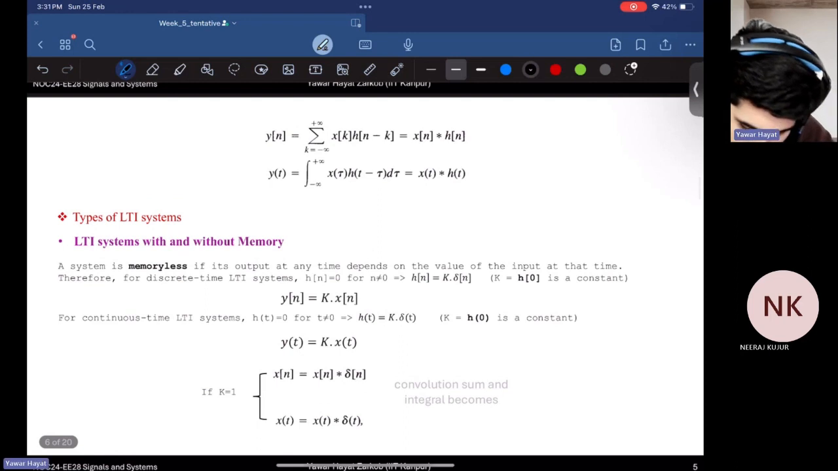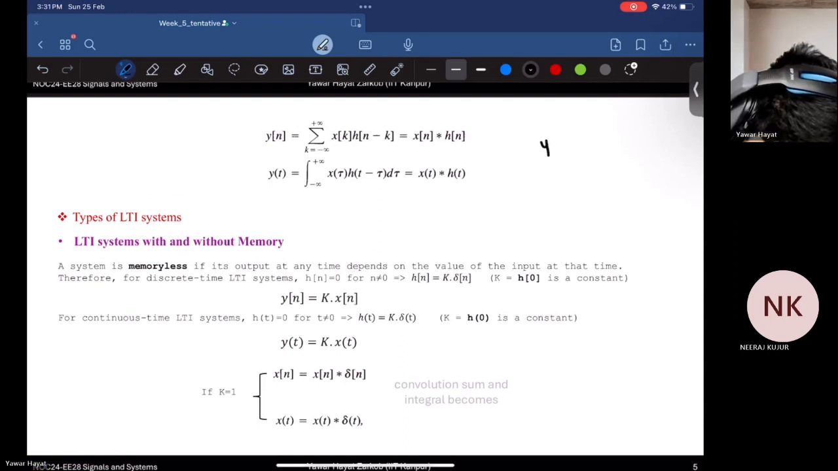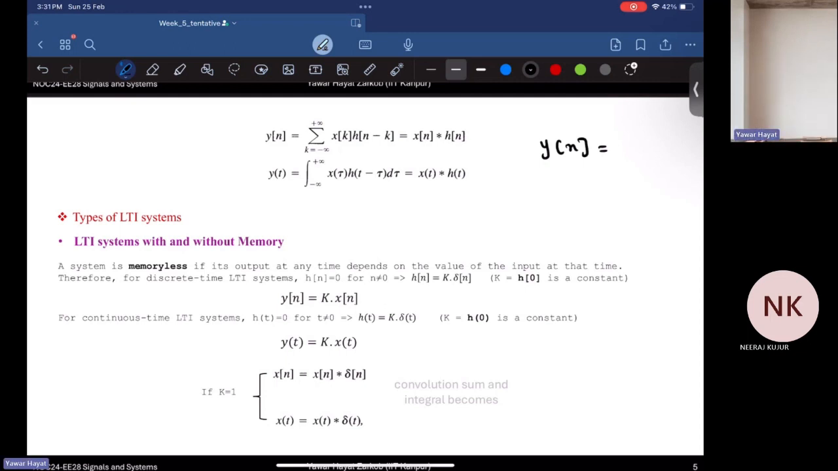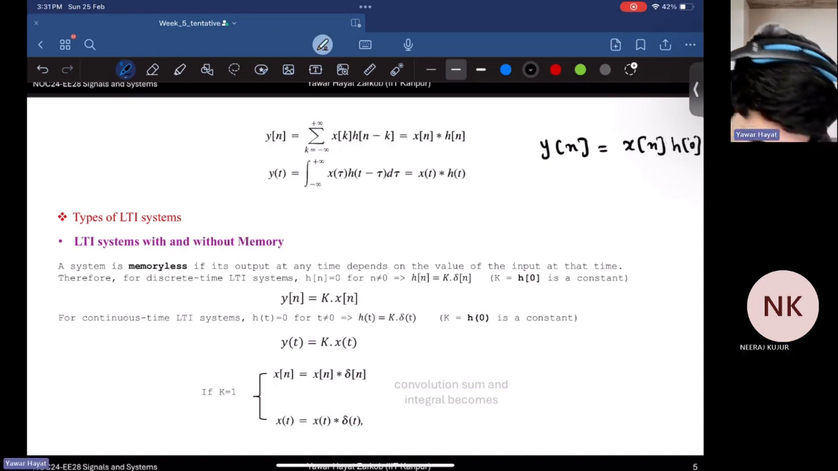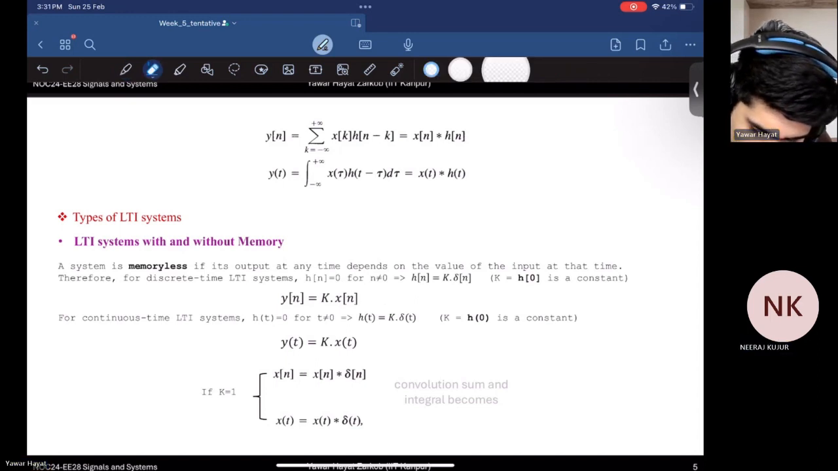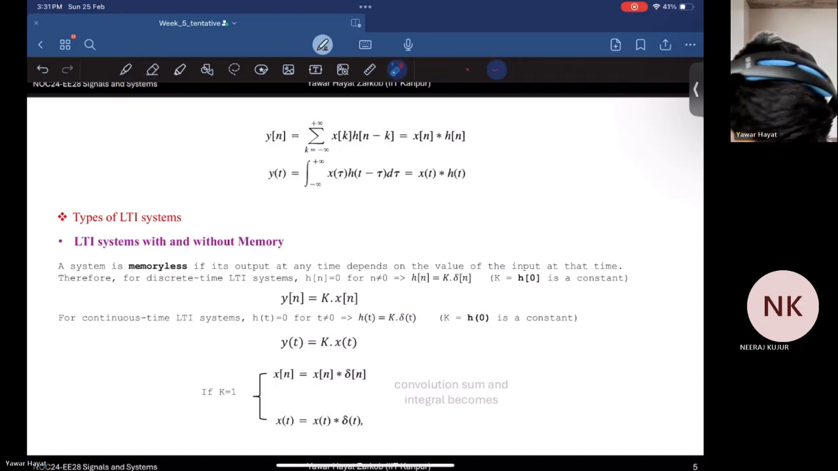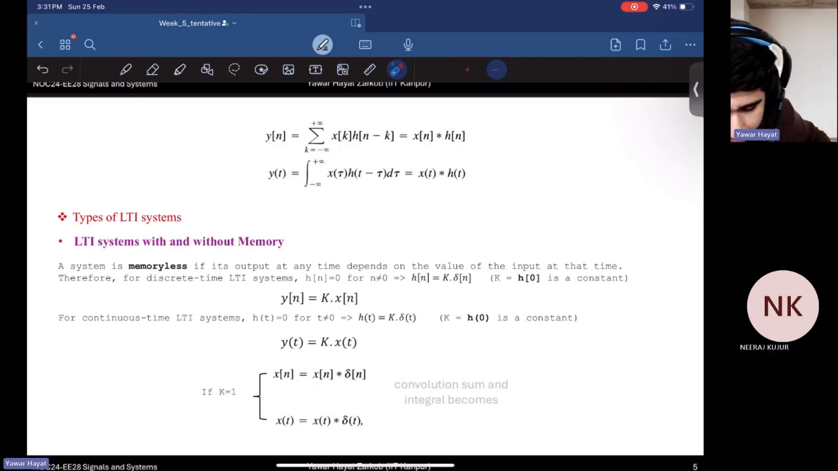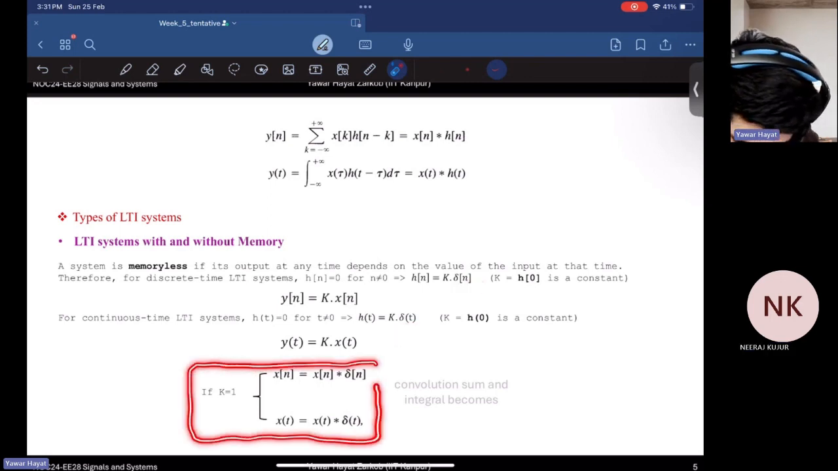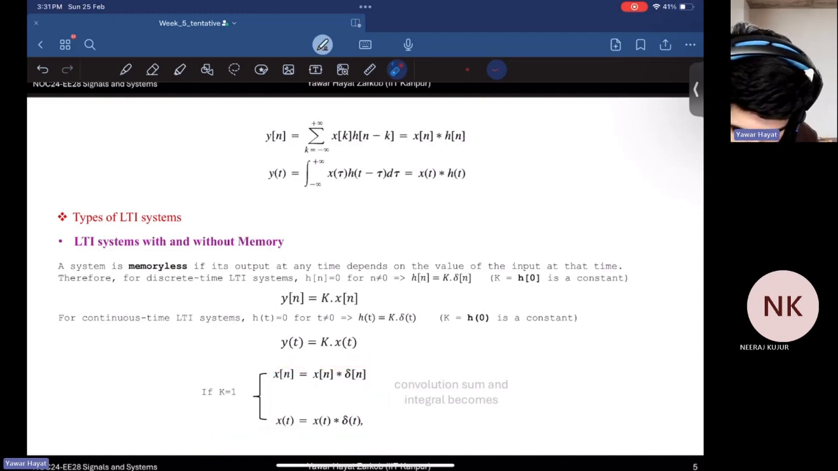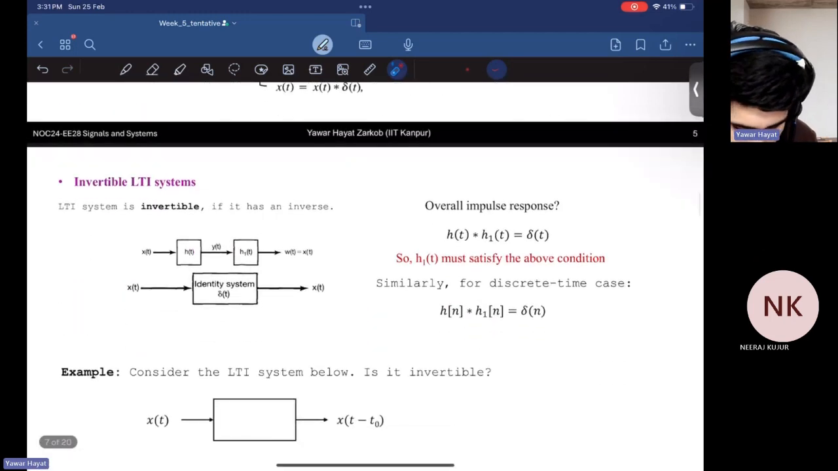Wait, what I'm saying is, y of n was x of n times h of 0, right? And now since I can write these h of n and h of t as k times delta of n and k times delta of t, I'm saying that this convolution sum and integral would become this when k is equal to 1. You can check that out yourselves as well.